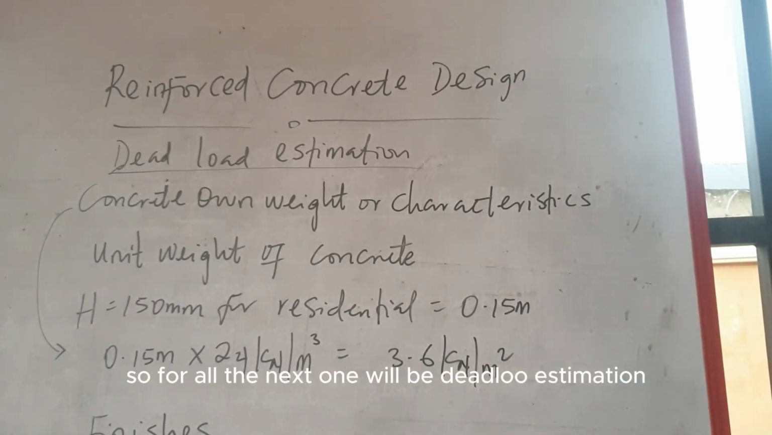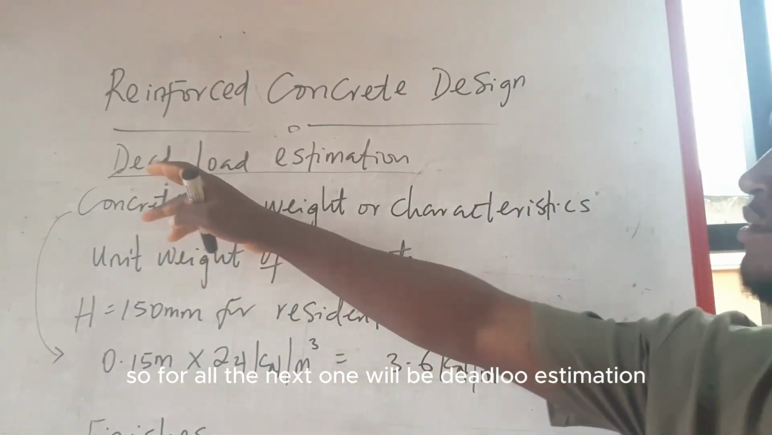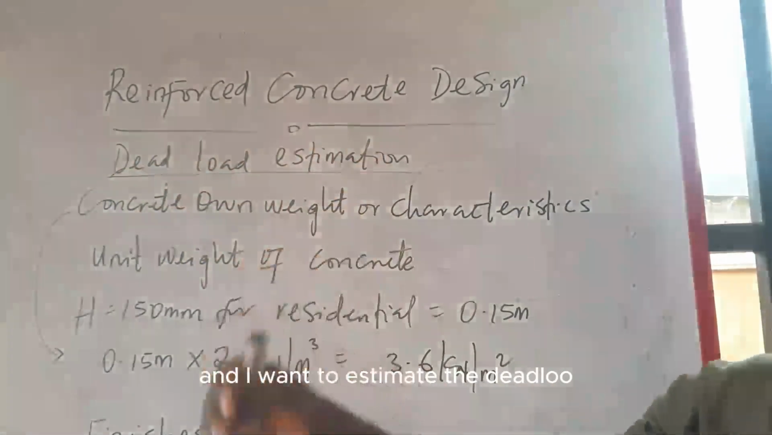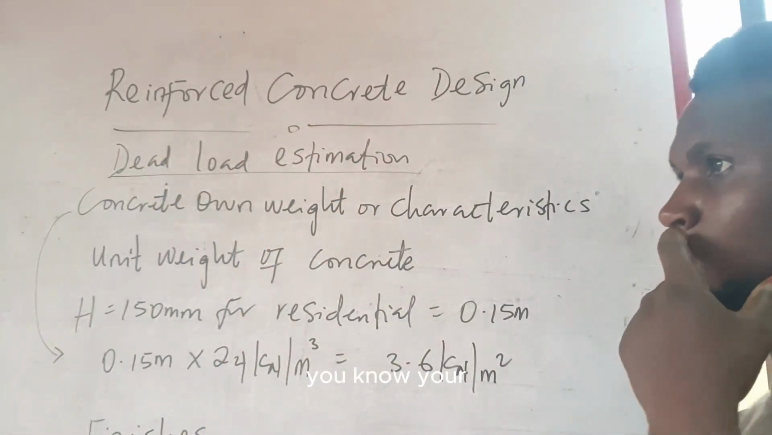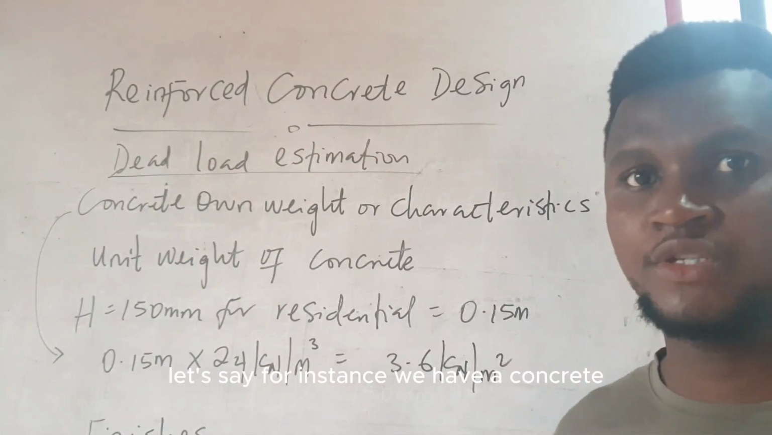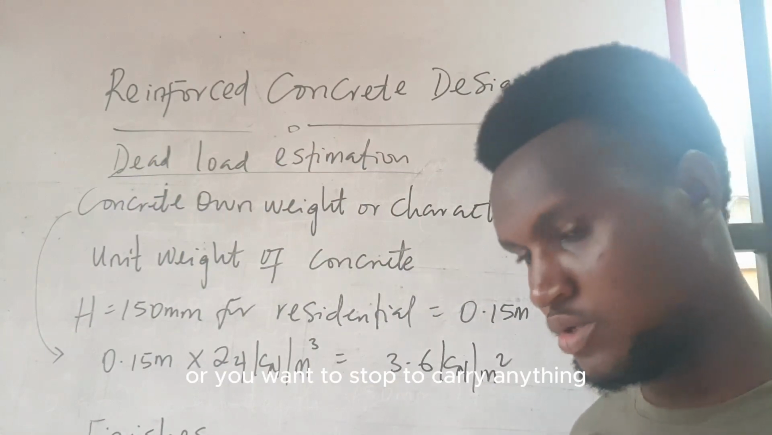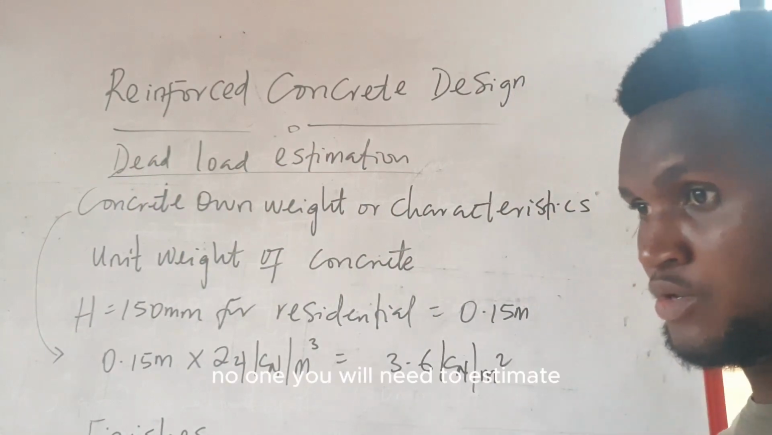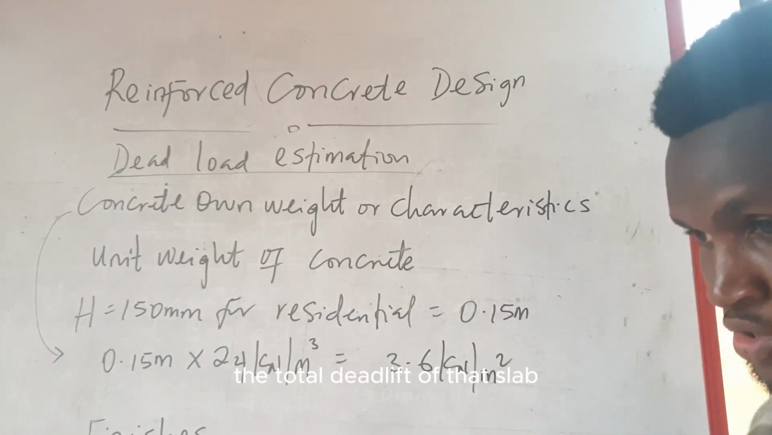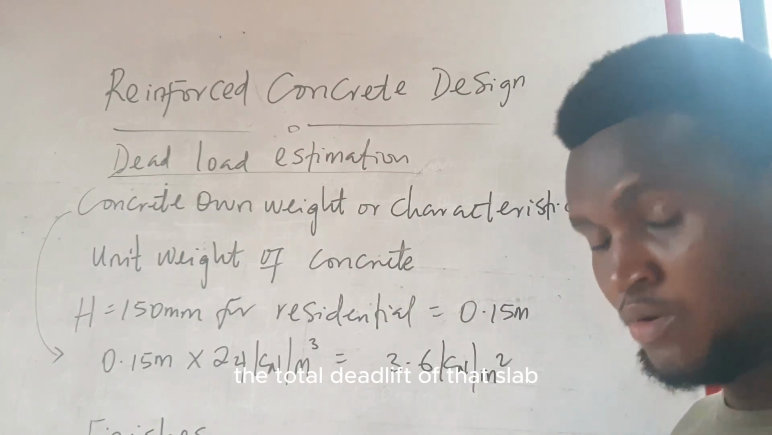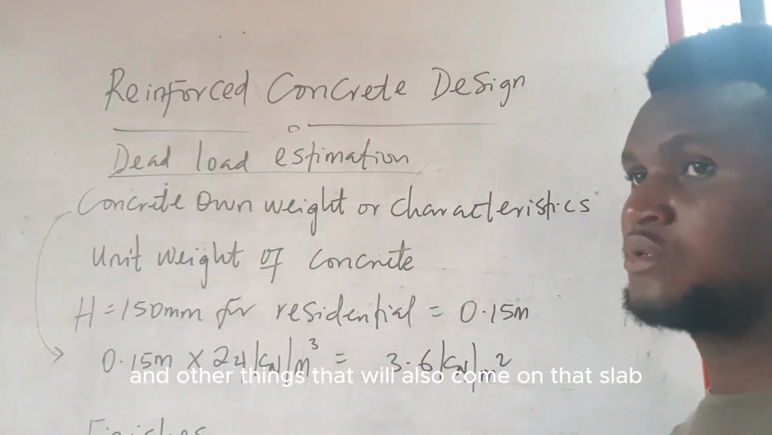All right, so the next one will be dead load estimation. We want to estimate the dead load. Let's say, for instance, we have a concrete slab, and before you can place anything on it, or want your slab to carry anything, you need to estimate the total dead load of that slab, that is the self weight and other things that will also come on that slab.